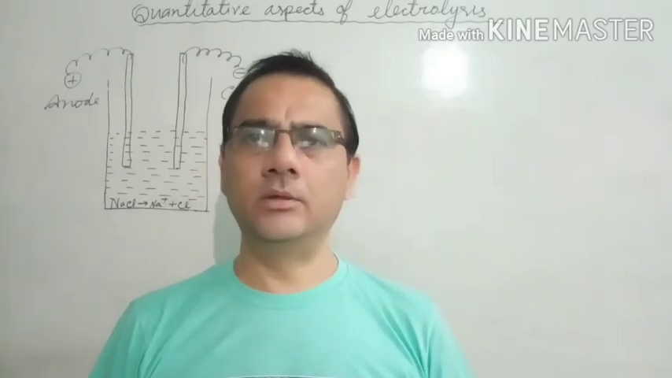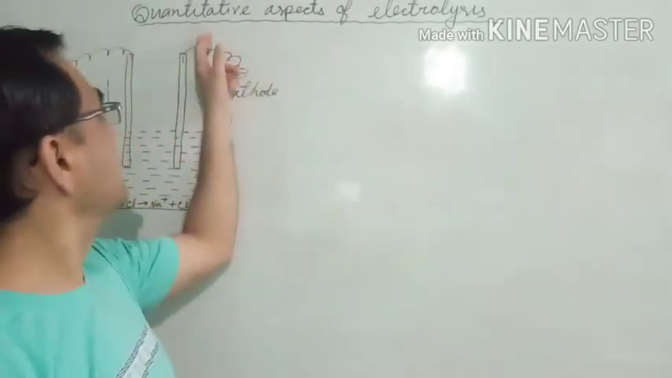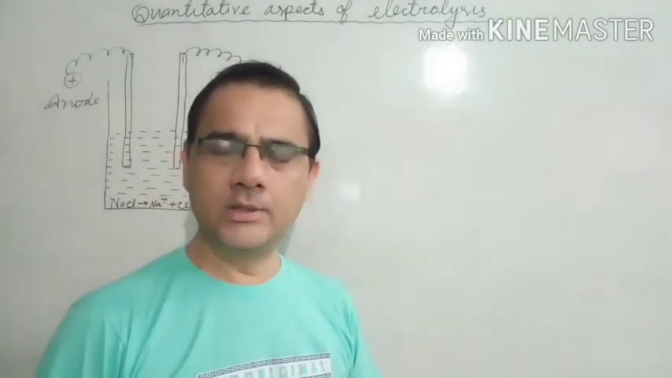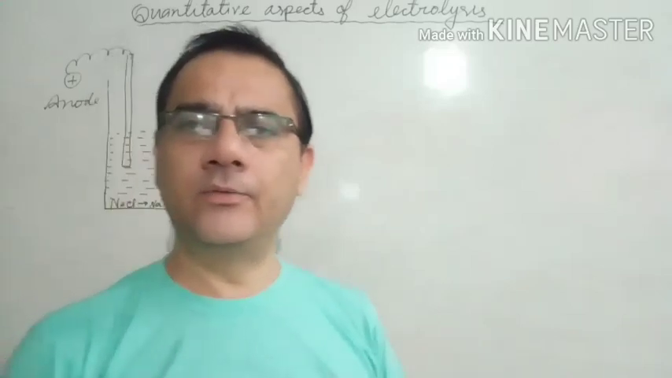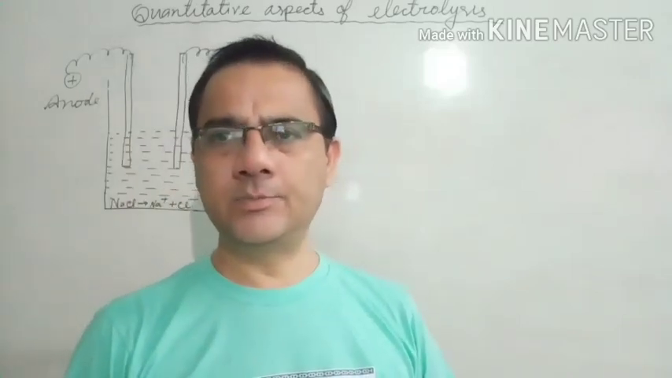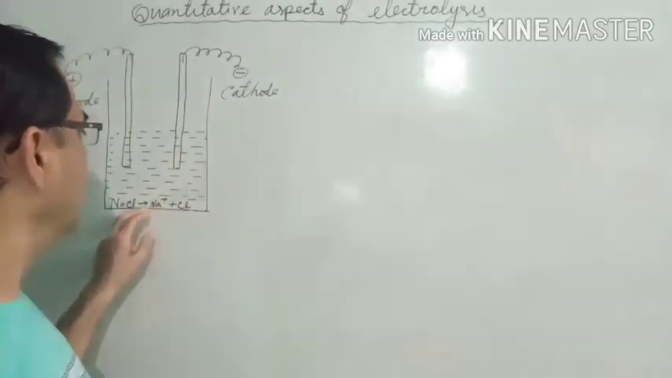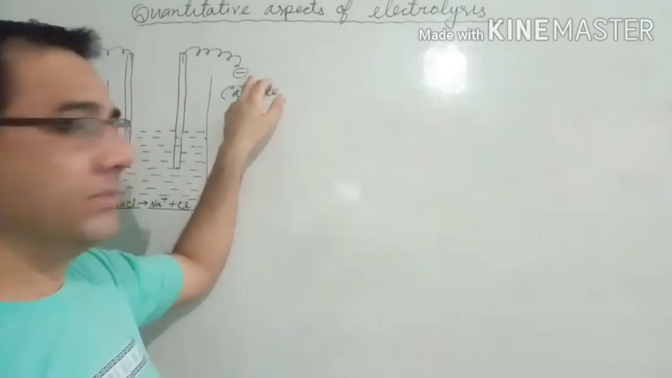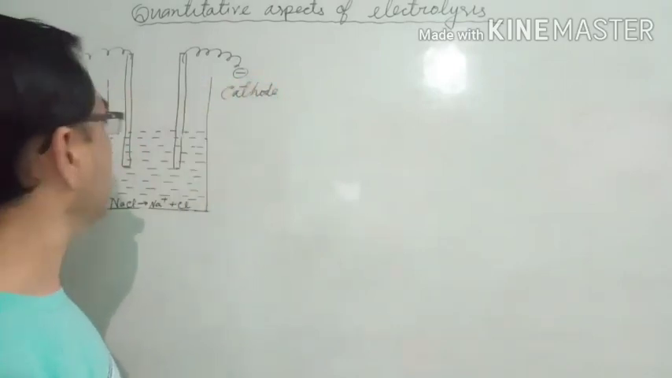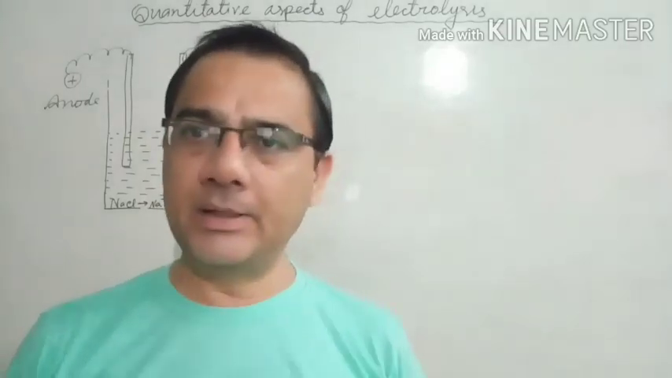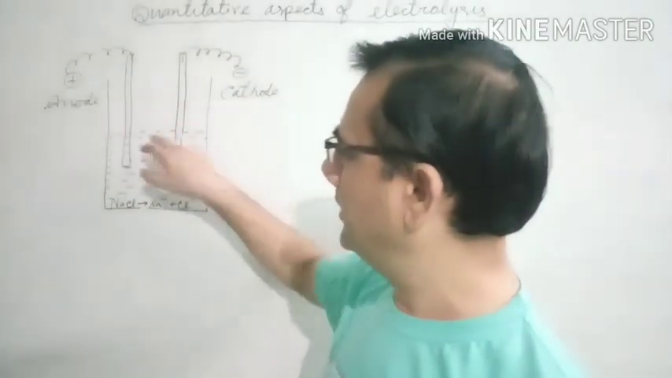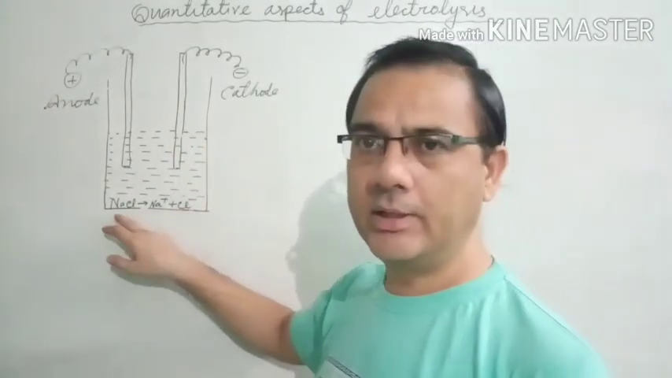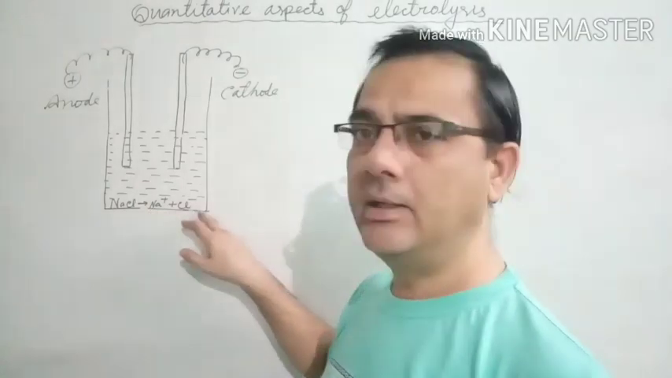Now we see the new topic of the chapter, and that is quantitative aspects of electrolysis. Just now we have studied Faraday's law, and in that I explained: suppose I take this type of cell and adjust two electrodes. One electrode I connect with the negative terminal of the battery, and another electrode with the positive terminal of the battery, and both the electrodes I dip in molten NaCl. Molten NaCl means NaCl breaks into Na plus and Cl minus.